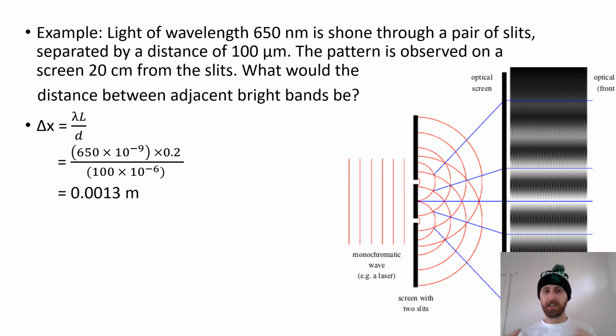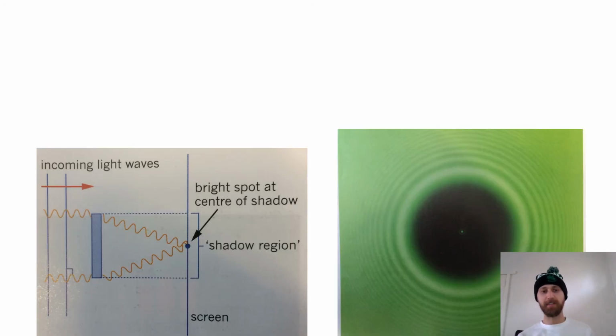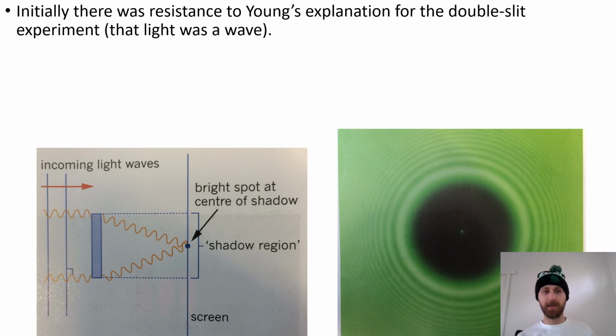If you're getting told what these numbers mean, it's easy enough to put them into the equation, but understanding what they mean is something you're going to have to do as well. So that's what those numbers L and D are going to designate: distance to screen and distance between the slits. Now, this will be the final slide. You've got some nice pictures there.